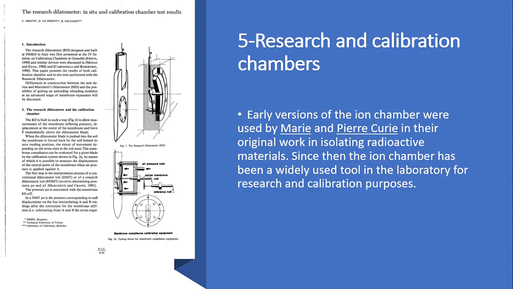Number 5. Research and calibration chambers. Early versions of the ion chamber were used by Marie and Pierre Curie in their original work in isolating radioactive materials. Since then, the ion chamber has been a widely used tool in the laboratory for research and calibration purposes.